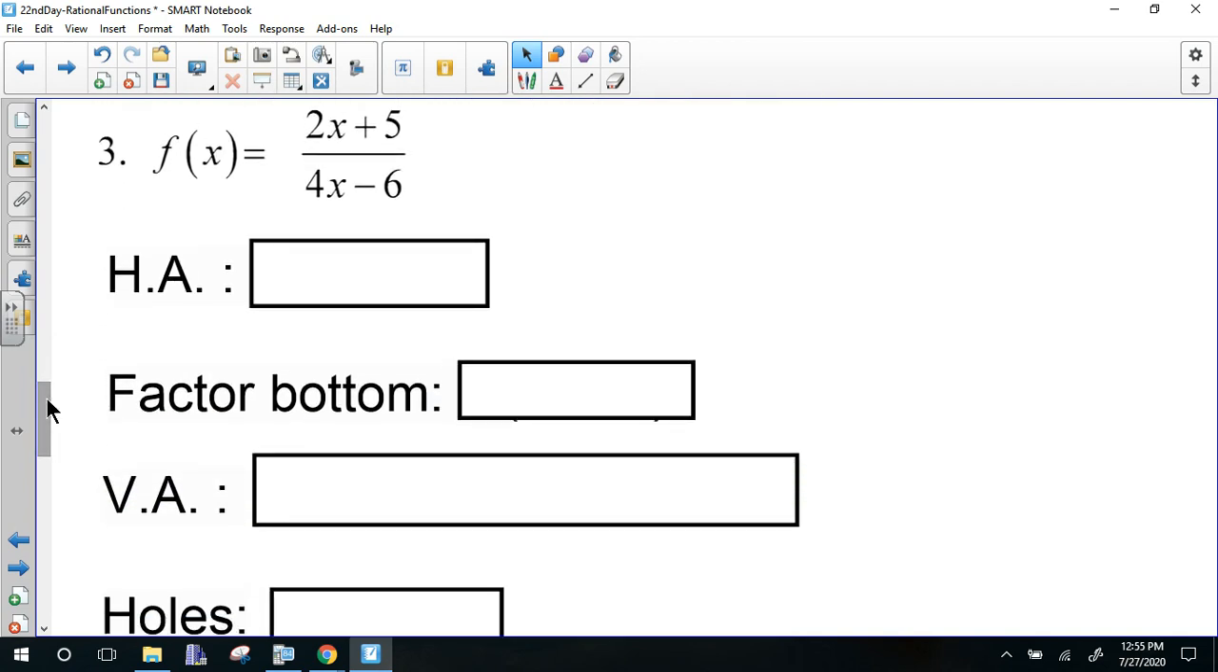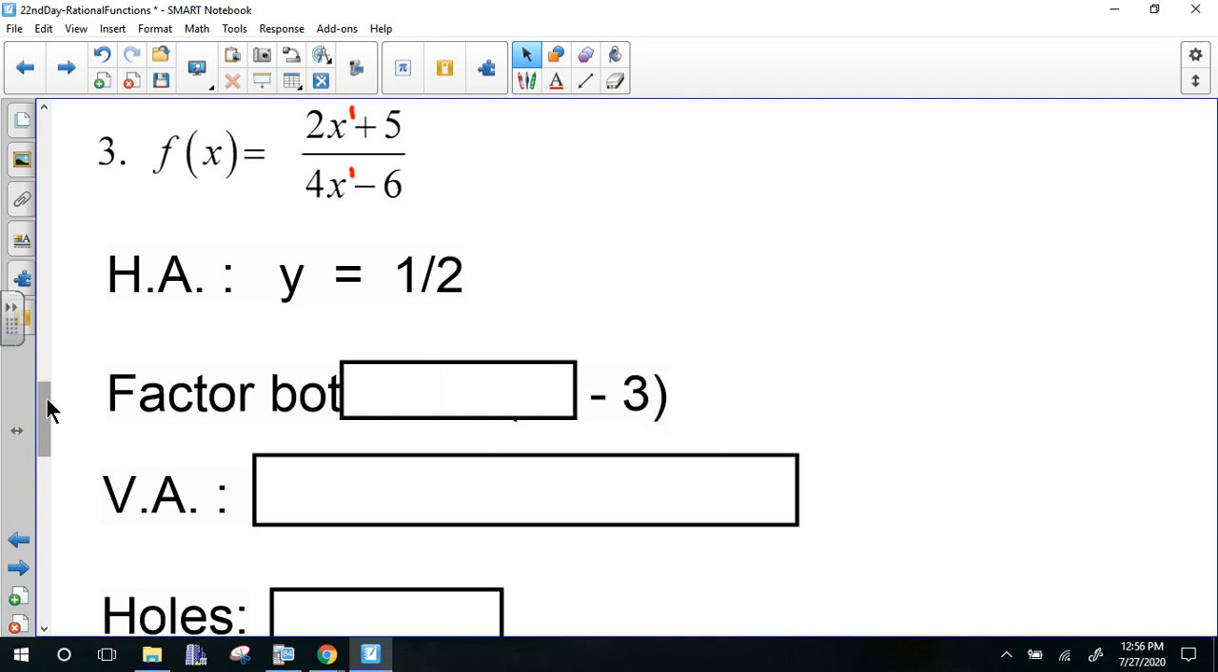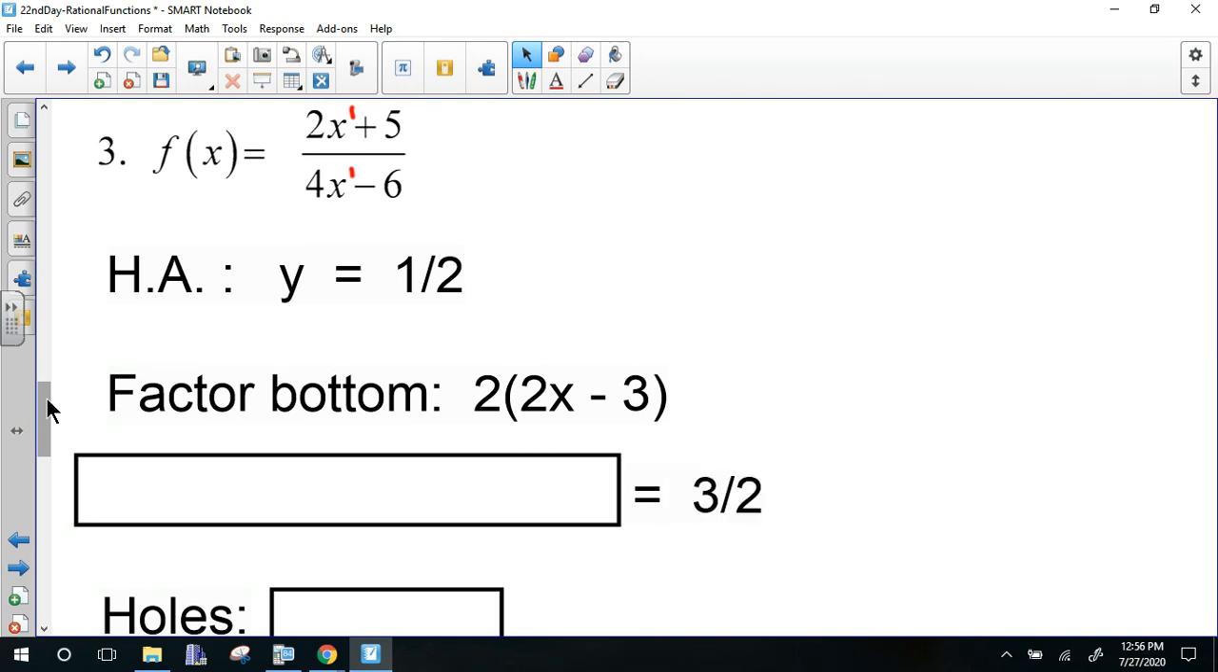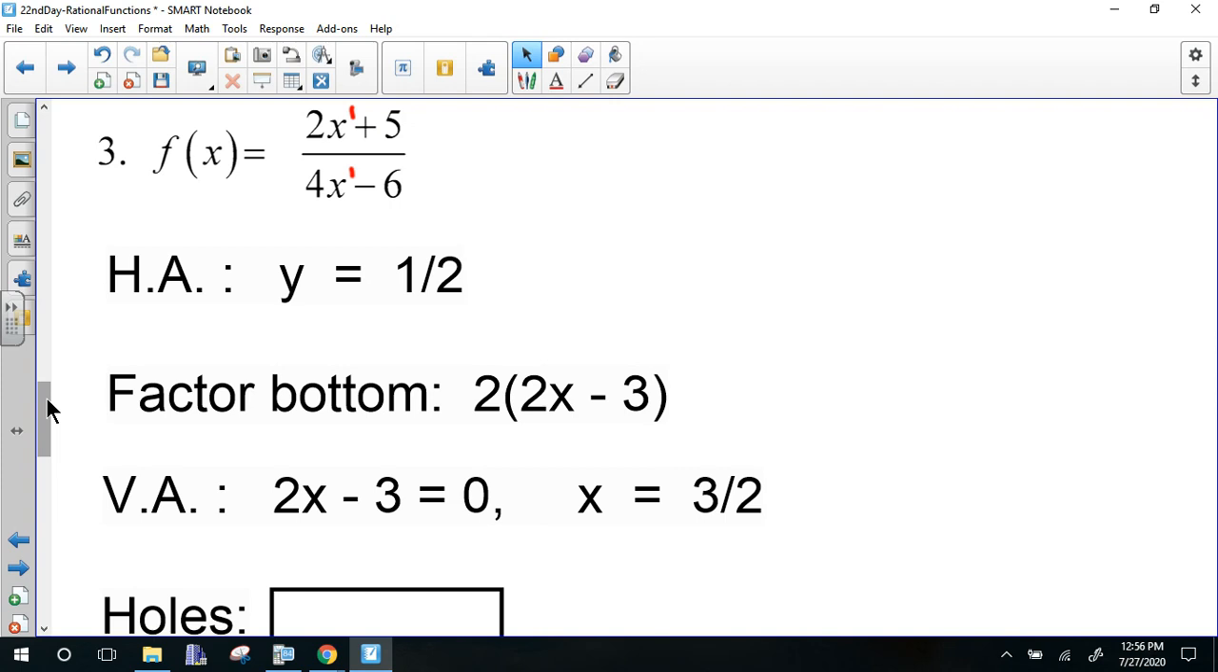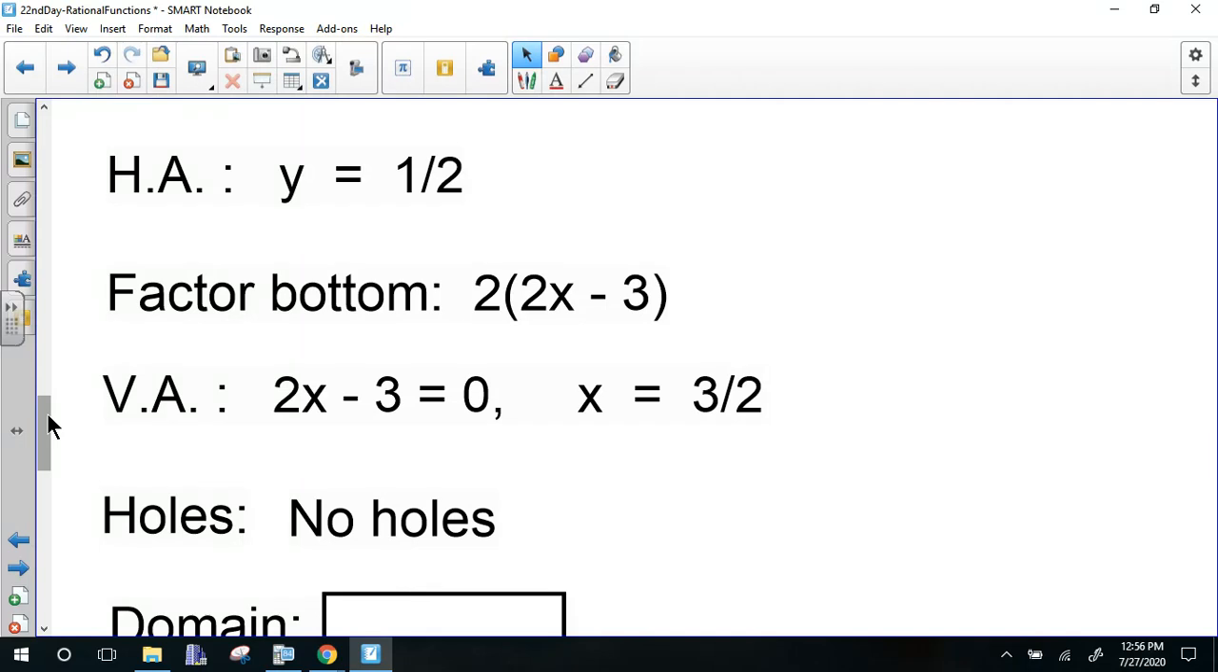Example 3, horizontal asymptote. We've got an exponent of 1 here and 1 here, so they're the same. 2 divided by 4 is a half. So we'll have a horizontal asymptote at y equals 1/2. We can factor the bottom, but it doesn't really help us cancel anything out, but it will help us find the vertical asymptote. If we factor 2x, 2 times 2x minus 3 and set those equal to 0, we get a vertical asymptote of 3/2. Nothing canceled out, so there are no holes in the graph.